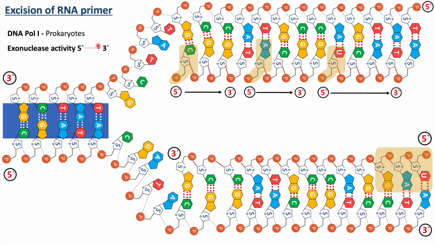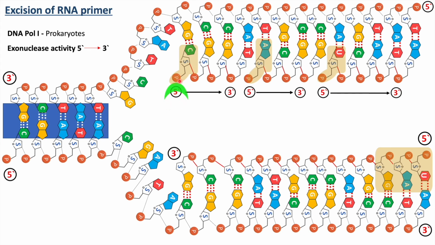They also perform exonuclease activity in the 5 prime to 3 prime direction. So again, the exonuclease is going to remove this ribonucleotide and replace it with a deoxynucleotide. So suppose we have this DNA polymerase enzyme here.